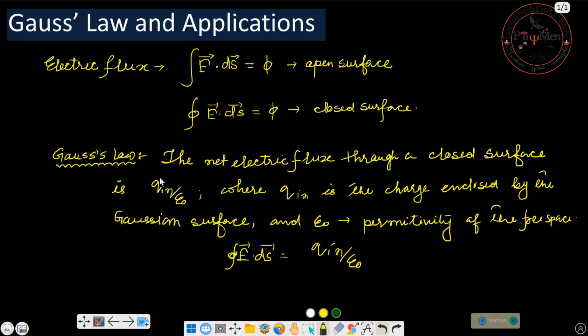Okay, so according to Gauss's law, the electric flux through a closed surface is always q in by epsilon naught, where q in is the charge enclosed by the Gaussian surface and epsilon naught is the permittivity of free space, and mathematically this is defined like this: closed integral of E dot dS is equal to q in by epsilon naught.